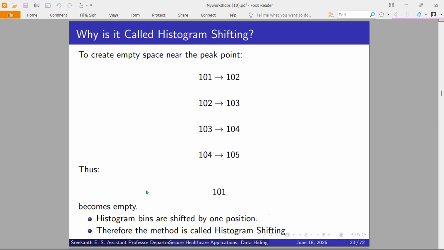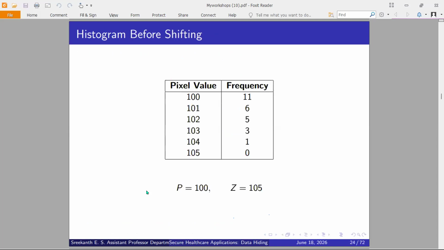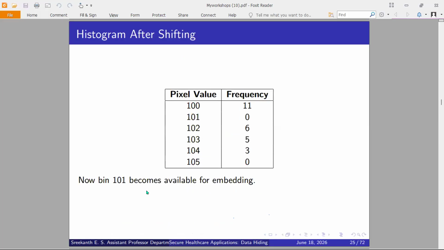Now, we have to create space. How to create? You have to shift the other intensities, that is, from 101 to 104, to the right side by one. Here it is shifting to the right side. And then you will get one vacant position. I will show you one picture, then you will be clear.